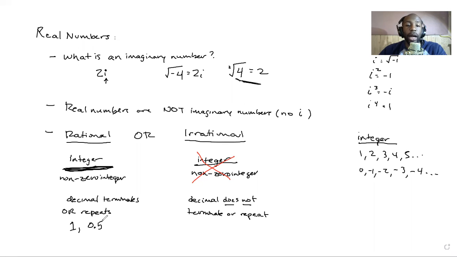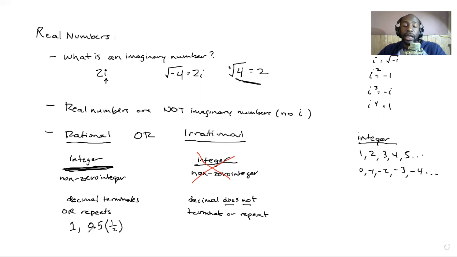So the reason why 0.5 is a rational number, first of all, it is real. It's not imaginary. We have no i's here. Second of all, it can be represented as an integer over a non-zero integer. 0.5 is the same thing as 1/2. An integer over a non-zero integer.